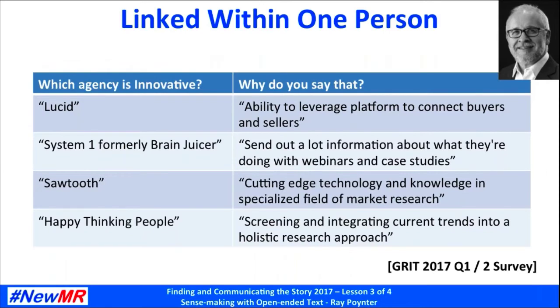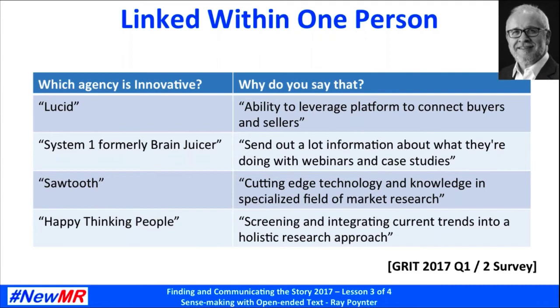The next category I want to talk about is linked within one person. So here we have, again from the GRIT survey, one of the questions in the GRIT survey, for those of you who remember it from earlier in the year, was which agency is most innovative? People had picked, I think, 8 or 9 agencies, and then they had to say which one was the most innovative. And then they were asked a question, why do you say that? So somebody said Lucid, and then they typed in ability to leverage platform to connect buyers and sellers. So we can see it's a techie sort of reason.